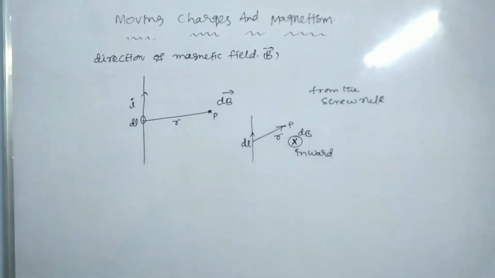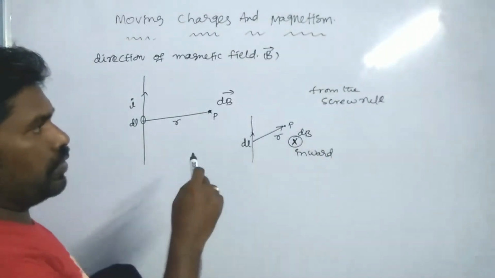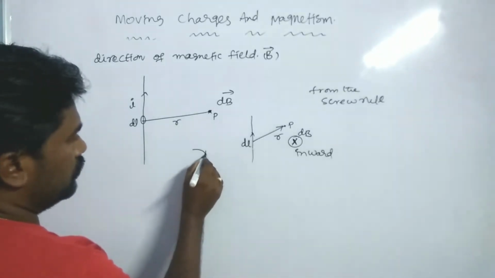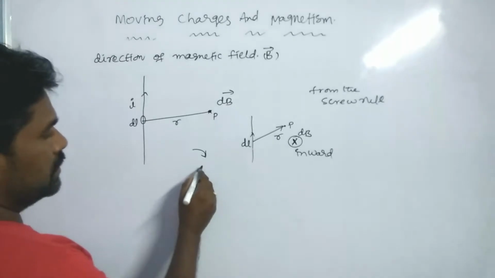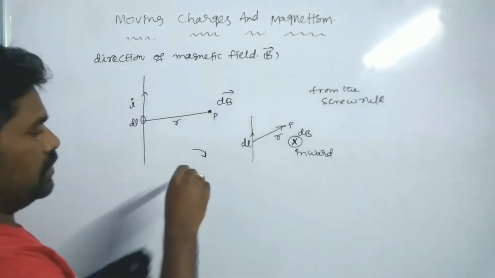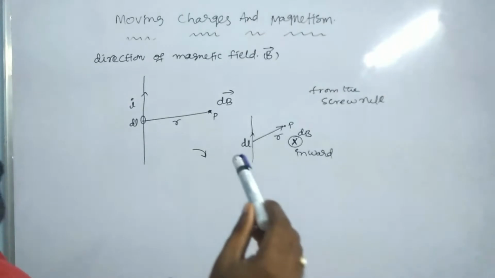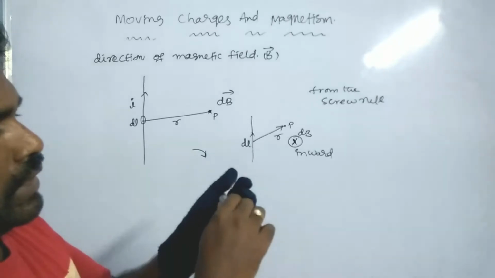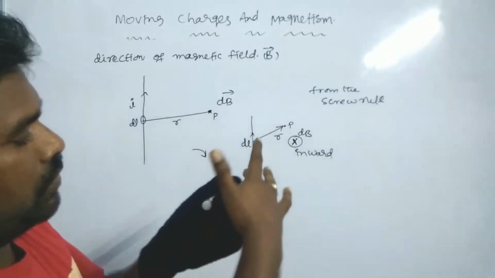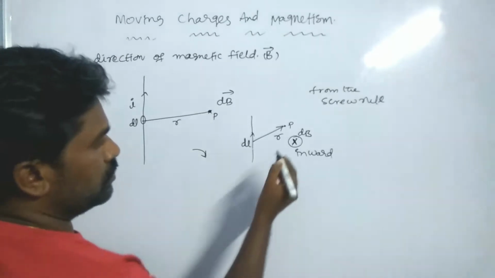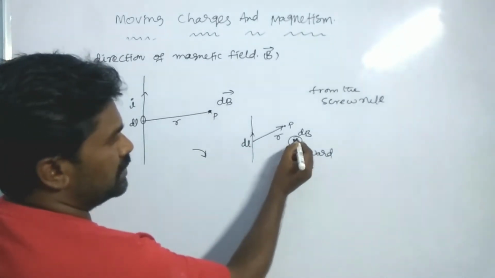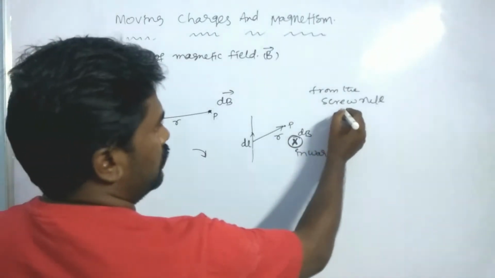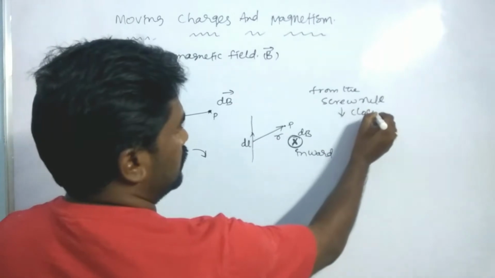From the screw rule means, whenever you have to tighten the screw in the clockwise direction, we have to turn the screw in the clockwise direction. So this is a screw and we have to turn it in this direction, right? So then it will be inwards. So inward means we have to keep this sign. This is the inward, by the screw law in the clockwise direction.